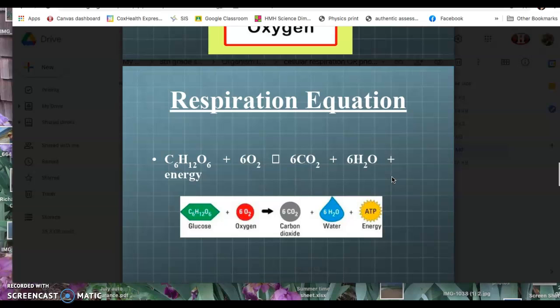You've got sugar and oxygen, and then yields, or this would be where the arrow's at. Sorry, it's not on here. Carbon dioxide, water, and energy. And so, what is familiar about this? Go ahead, you can tell me. I'm listening.